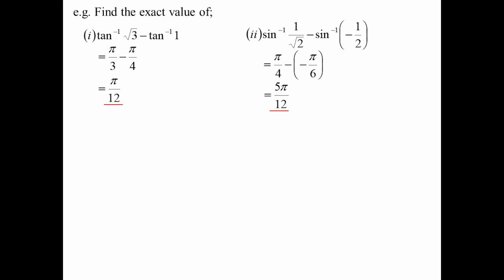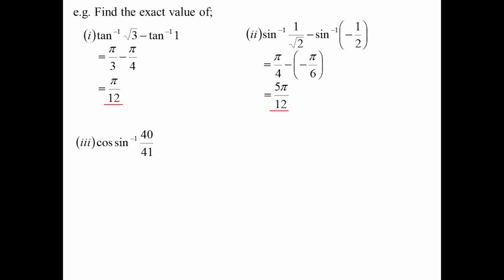Of course, the other way you could have done that is you could have used the relationship that we saw and said, well, inverse sine of minus half, inverse sine's an odd function, so that would be the same as minus the inverse sine of half. So you could have done it that way as well.